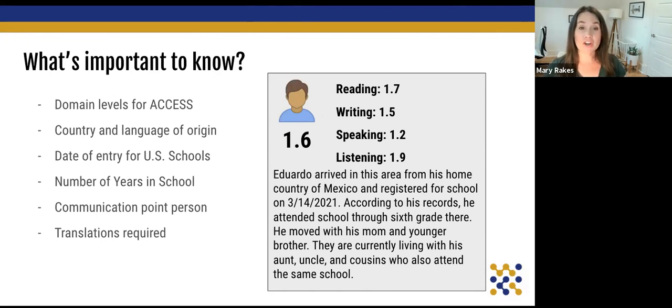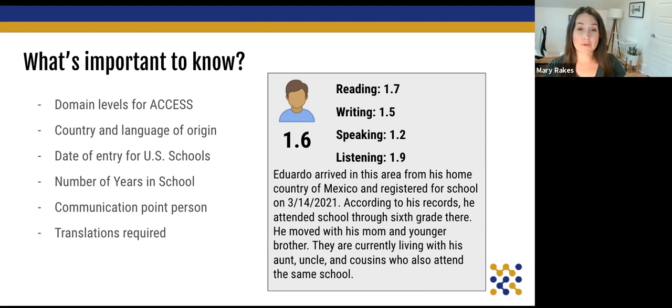The first thing we want to think about are their different domain levels for ACCESS. So a lot of times we'll think about students' overall score, and for Eduardo, his overall score is a 1.6. But what's really important is thinking about where he is at each of the 4 domains. So for reading, he's 1.7, writing, he's a 1.5, speaking 1.2, and listening 1.9. That information gives us a lot to go off of when we're thinking about how to support and how to plan for what he needs in the classroom.